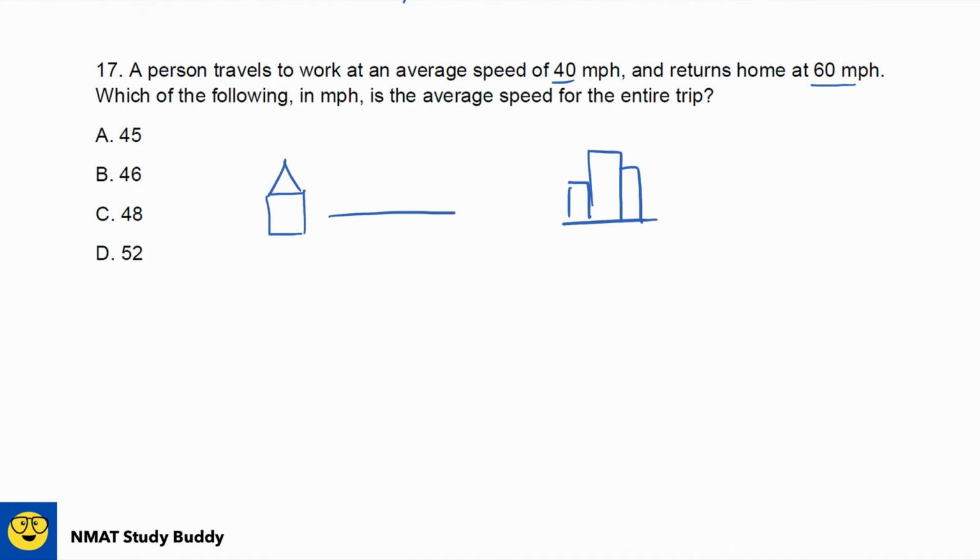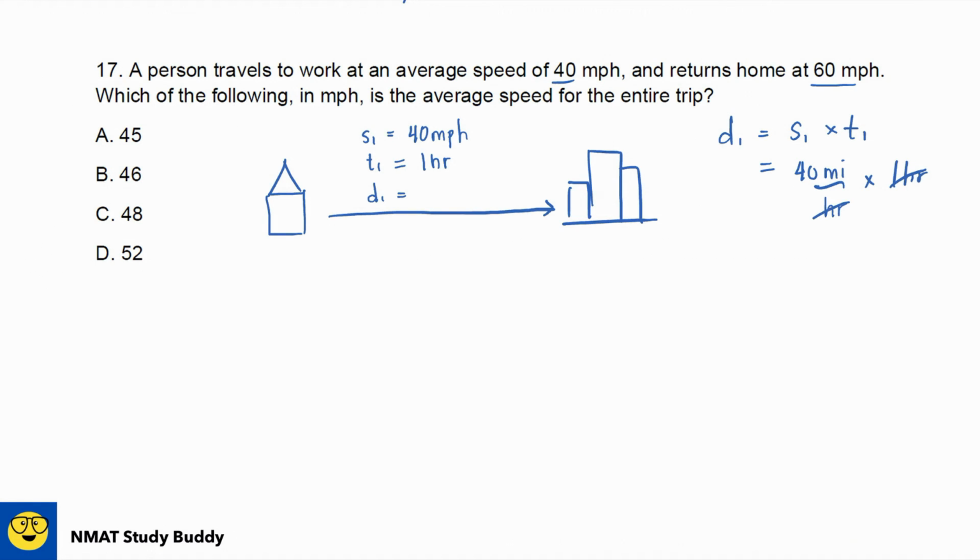So, the average speed going there is 40 miles per hour. So, speed 1 is equal to 40 miles per hour. If we assume that the time going there is 1 hour, the distance is equal to speed times time. So, 40 miles per hour times 1 hour, the hours cancel, is equal to 40 miles. So, that is the distance going there.